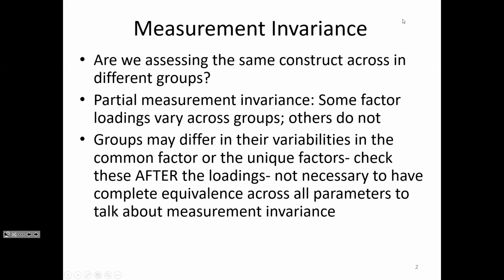This is an area where reasonable people disagree about how much variability across two groups is too much. So how many things need to be invariant before you're comfortable moving forward? It's an area where there continues to be active research.